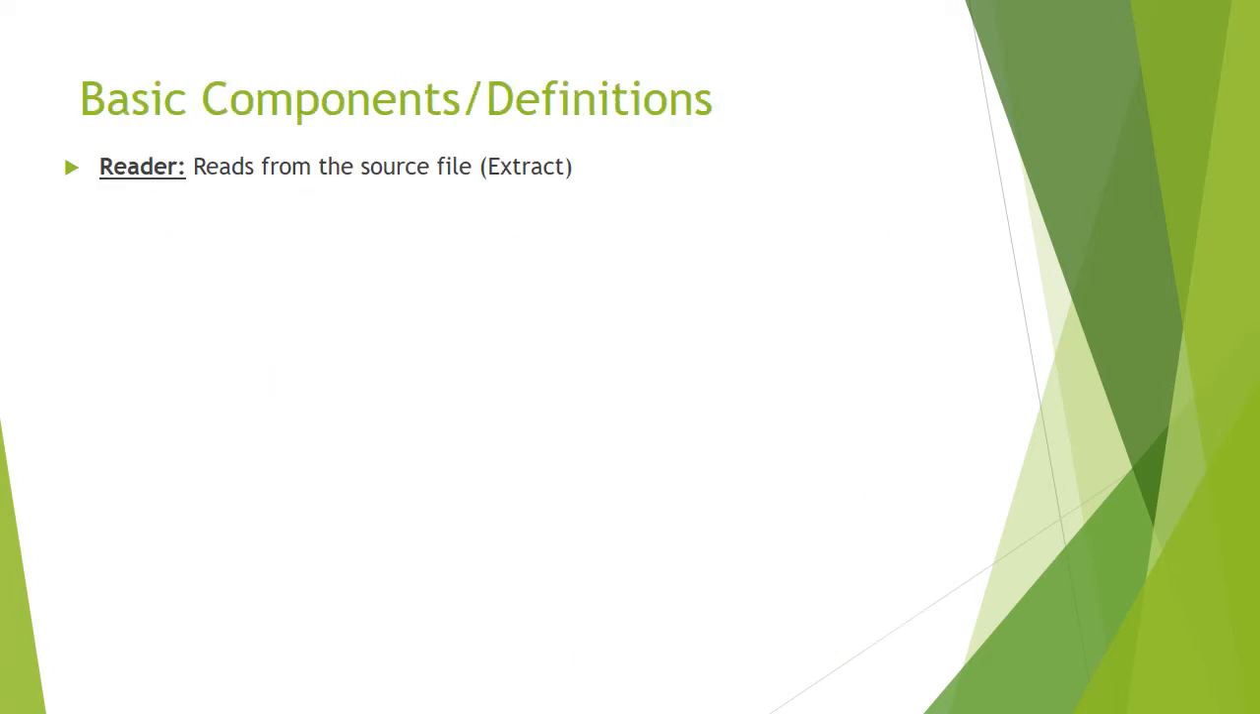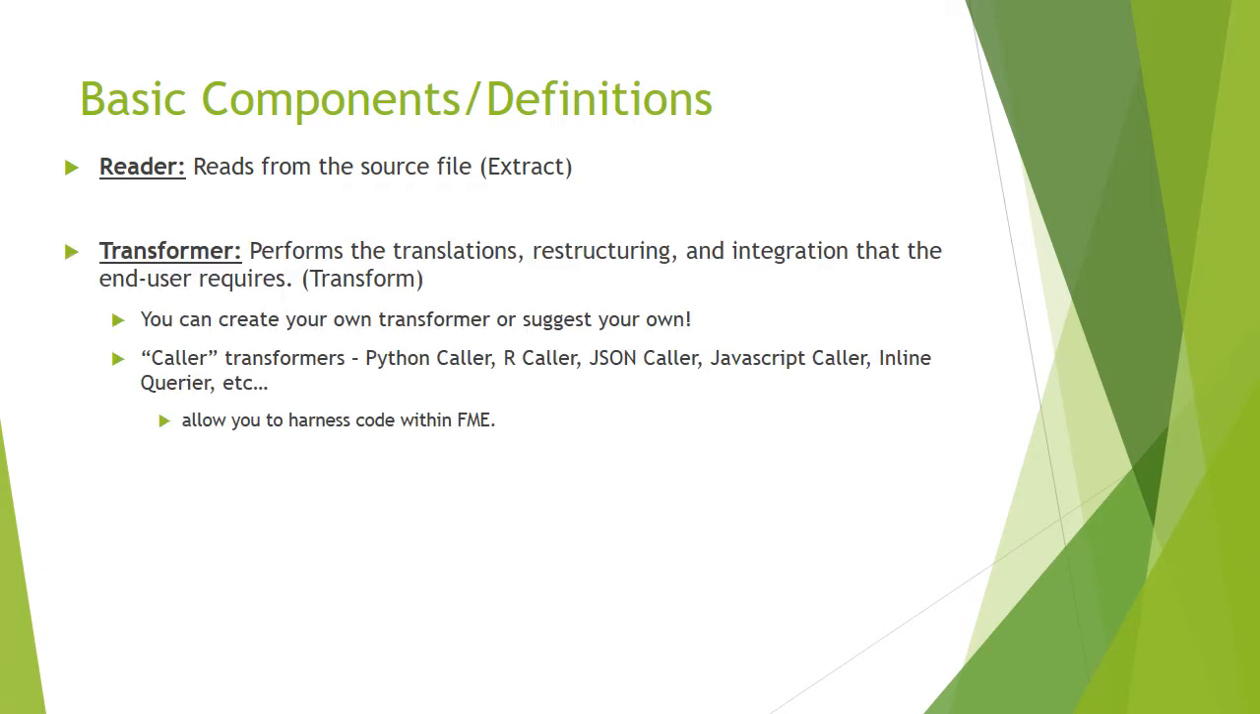Now, before we jump into any demos, I just want to give you some basic components and definitions of the FME workspace. So we have a reader, and this is what will read data from the source file. This is the extract component to ETL. We have a transformer, and this is an item that can be dropped in the workspace to perform translations, restructuring, and integration that's needed. This is the transform aspect of ETL. And you can create your own transformer or suggest your own on Safe's website.